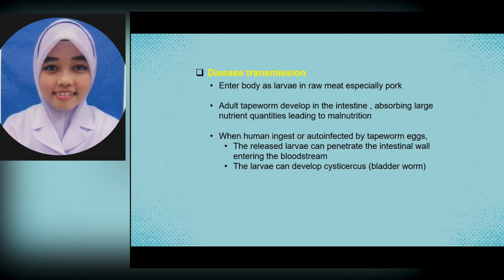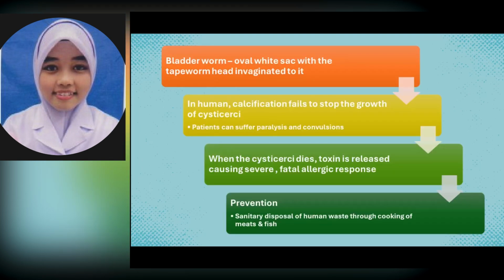enter the body as larva in raw meat, especially pork. Adult tapeworm develops in the intestine, absorbing large nutrient quantities, leading to malnutrition. When humans ingest or are auto-infected by tapeworm eggs, the released larva can penetrate the intestinal wall, enter the bloodstream, and the larva can develop into a cysticercus or bladder worm. The bladder worm is an oval white sac with the tapeworm head invaginated into it.